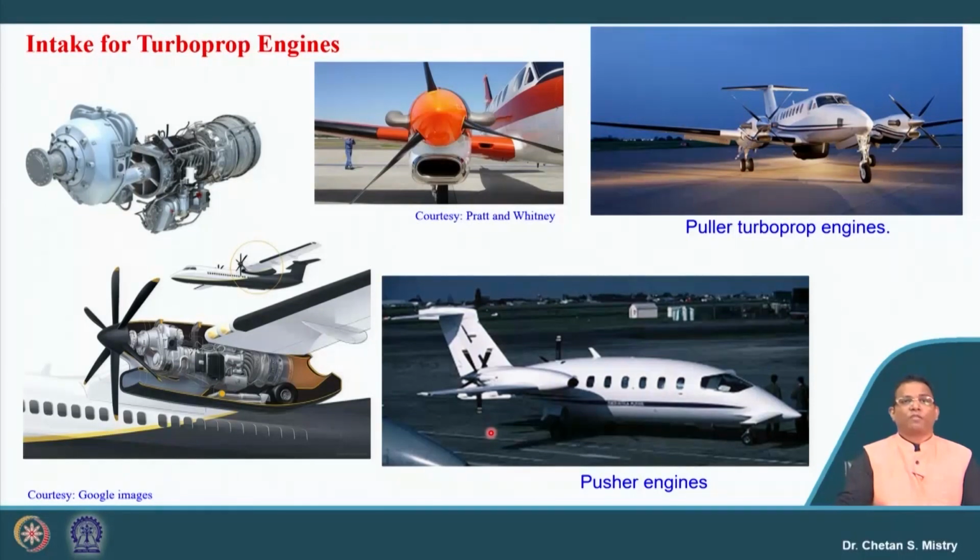Now, let us look at the scenario for the turboprop engine. Here, this is representing the turboprop engine, and here we have the shaft, which is used for the connection of the propeller. You can see here we have the intake placed. From this figure, this is representing the intake for this engine.